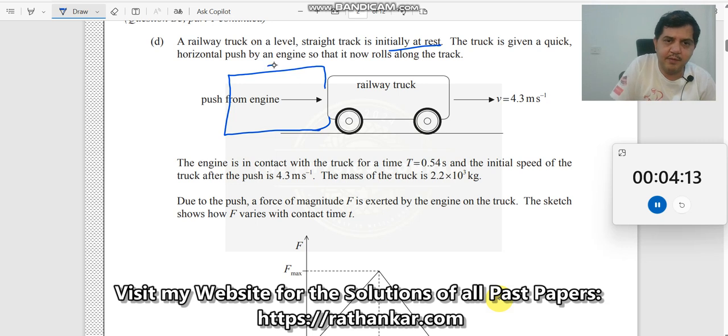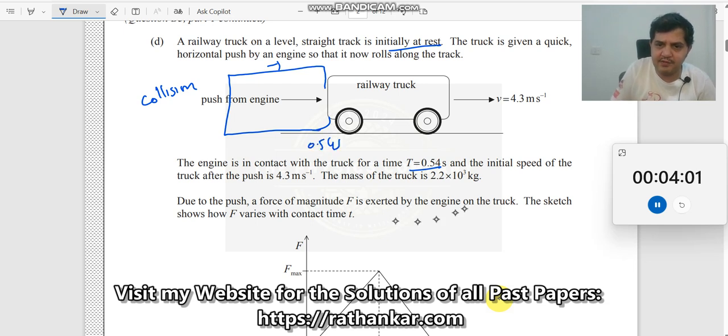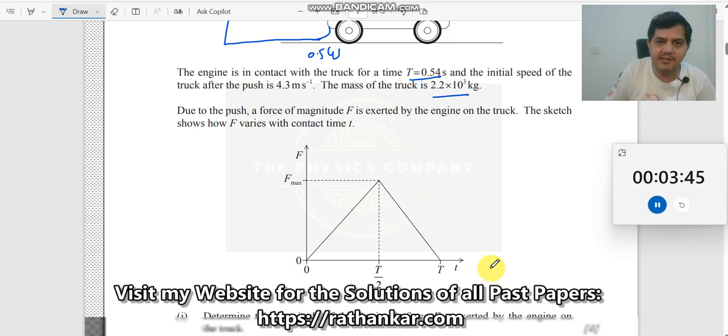So the engine was moving and hit the truck over here. There was a collision. That's what it means. The engine is in contact with the truck for time equal to 0.54 seconds. And the final speed of the truck was 4.3 meters per second. The mass of the truck is 2.2 into 10 to the power of 3 kg. Due to the force of magnitude F exerted by the engine on the truck, the sketch shows how the force F varies with time.